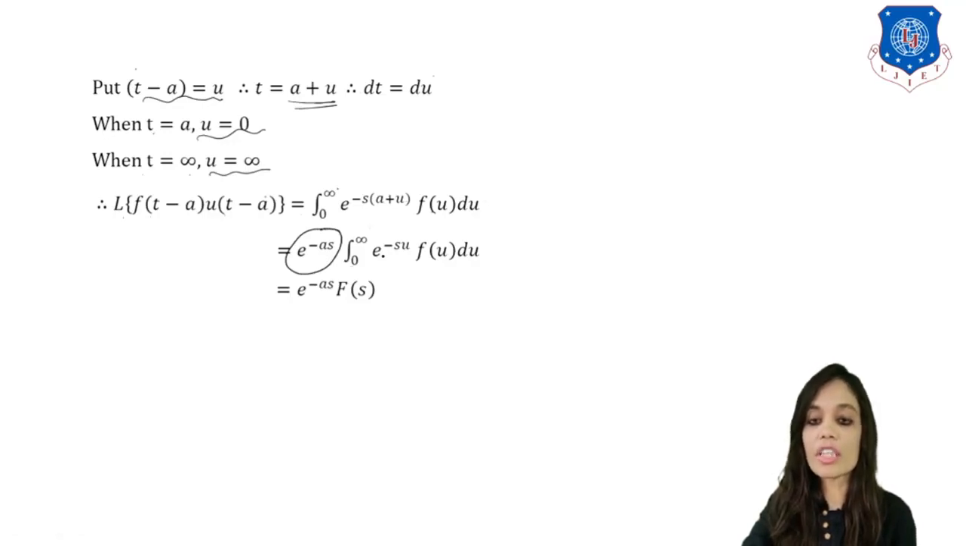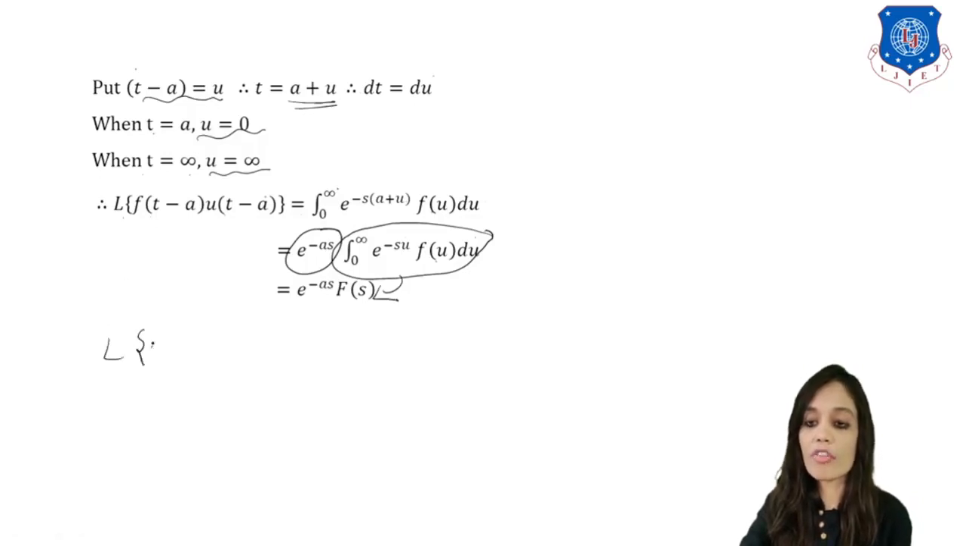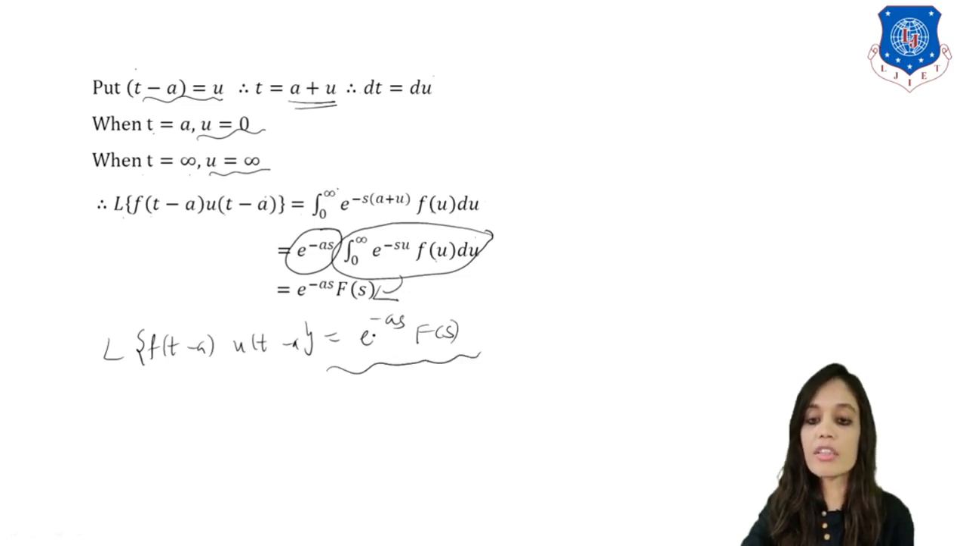Integration from 0 to infinity of e raised to minus su f of u du. Now this is the definition of Laplace transform, right? So we can write it as f of s. Hence Laplace of f of t minus a ut minus a is equal to e raised to minus as f of s. Fine. This is our second shifting theorem.